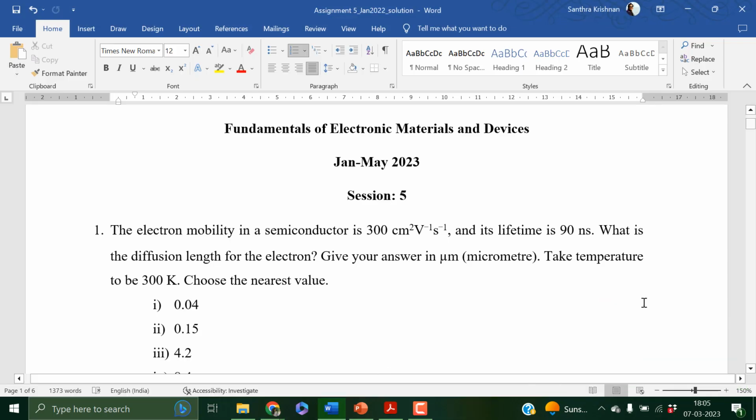Yeah. So is my screen visible? Yes, ma'am. Okay, so this will be session 5 of Fundamentals of Electronic Materials and Devices. So without further delay, we can move on to the question.